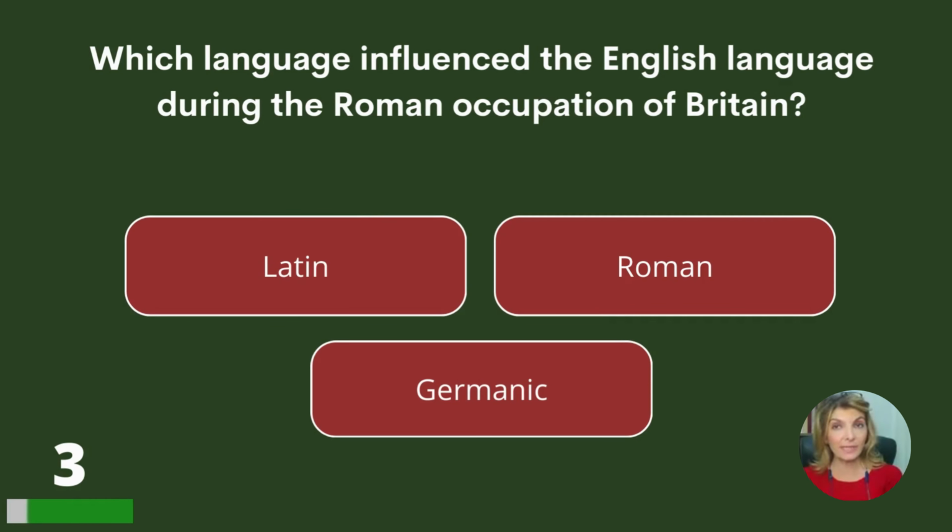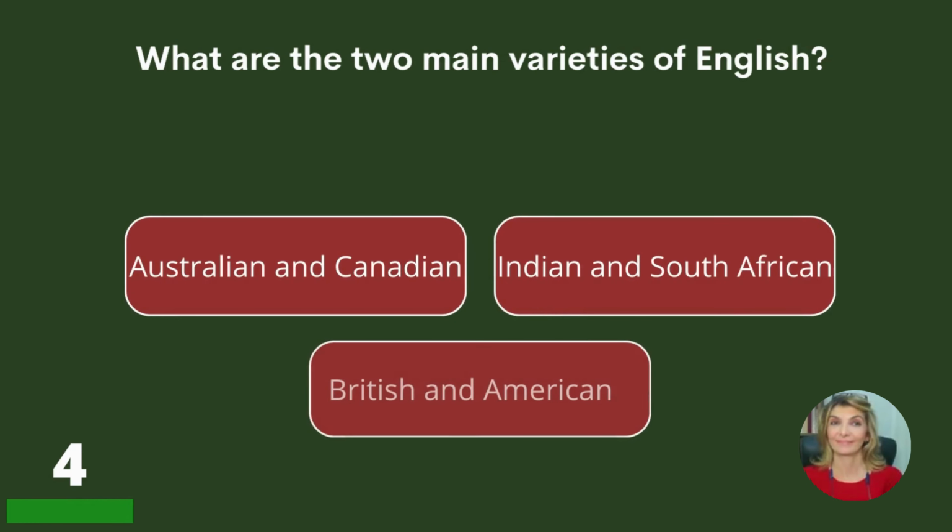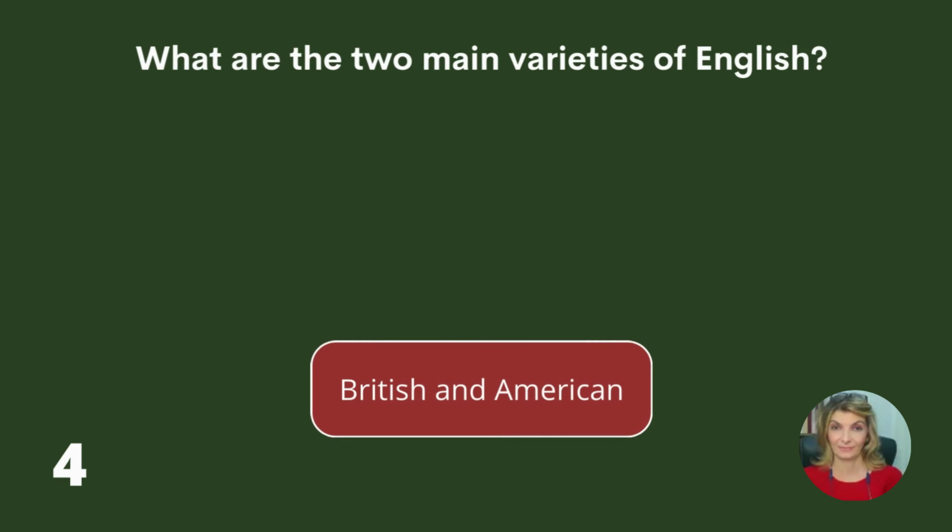Which language influenced the English language during the Roman occupation of Britain? Latin, Roman, or Germanic? Latin. What are the two main varieties of English? Australian and Canadian, Indian and South African, or British and American? British and American.